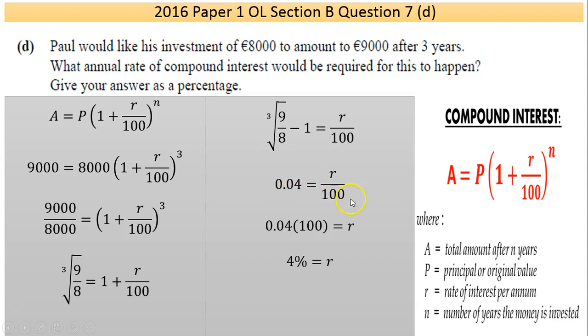Again, I want R on its own, so the 100 needs to move. It was divided on the right, goes to the left, becomes multiplied, the opposite of division. So that's 0.04 times 100, put it through your calculator, your answer is 4. So that's 4%. Now make sure to put the units in. This isn't exactly units, but it's what the question is. The question does say give your answer as a percentage. So if you forget that percent sign, there'll be a deduction of marks. I'm not quite sure exactly what the deduction was in 2016. It's probably only 1 mark. Okay, so that's the answer.